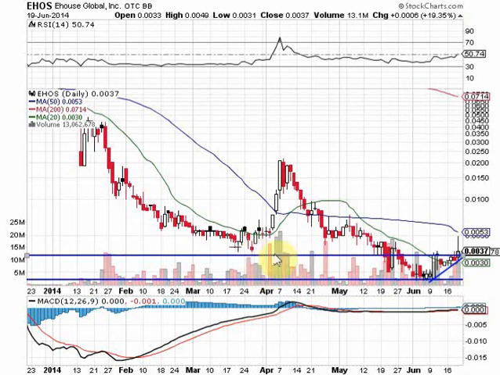So all in all, the chart for Ehouse Global Inc. is looking pretty strong. We're catching this one off of a bottom. It's got momentum. The volume increased yesterday, and we're going to keep an eye on this one heading into next week. We like the momentum. We like the chart pattern. So definitely want to put this one on your watch list.